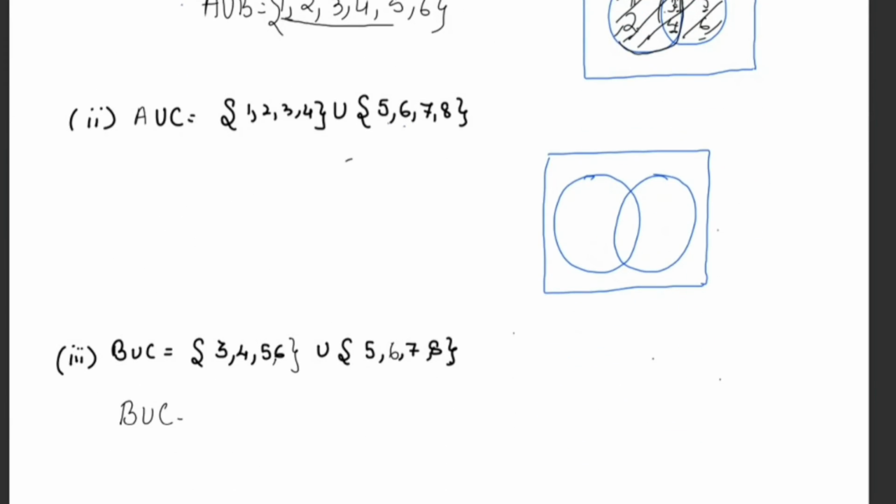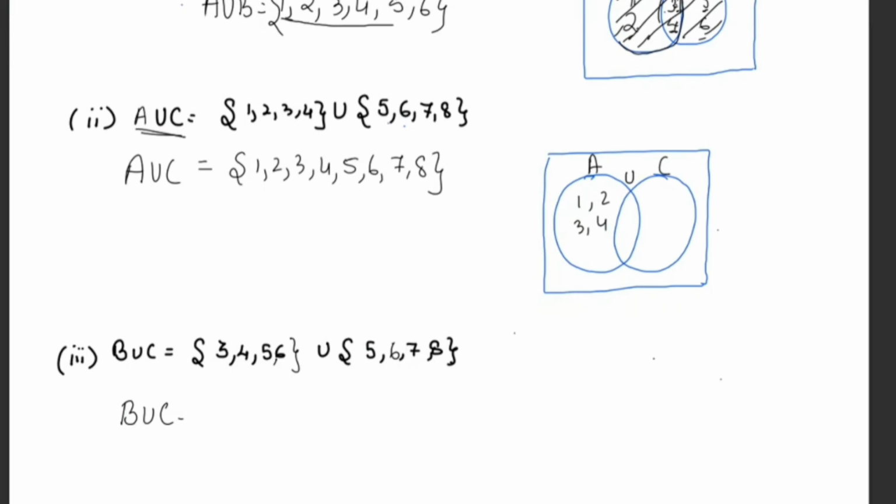Next sum, A union C. So what is common? Nothing is common, but we have to write 1, 2, 3, 4, 5, 6, 7, 8. It takes everything together. So it is A union C. Nothing is common, leave it. So in A we have 1, 2, 3, 4, and in C we have 5, 6, 7, 8. Where is your answer? A and C together is your answer. So shade the whole thing.